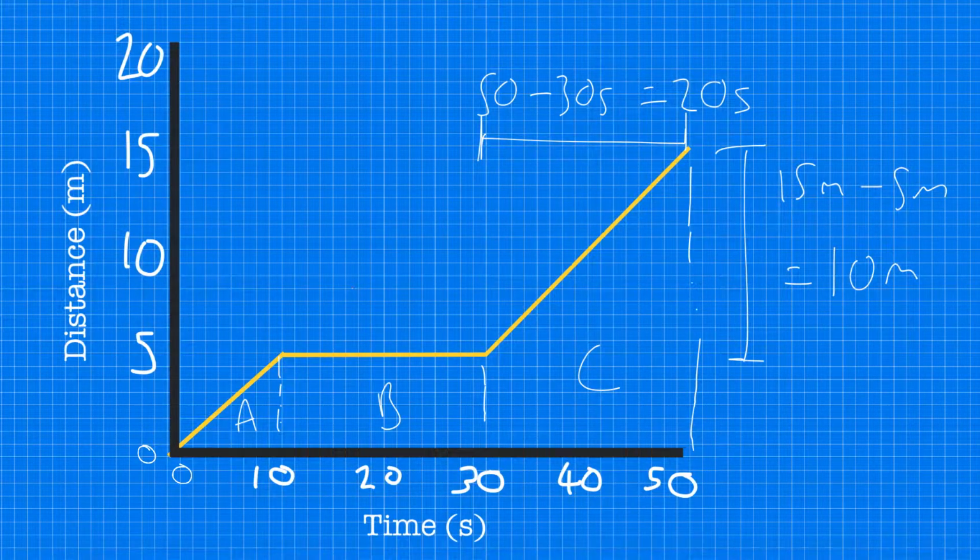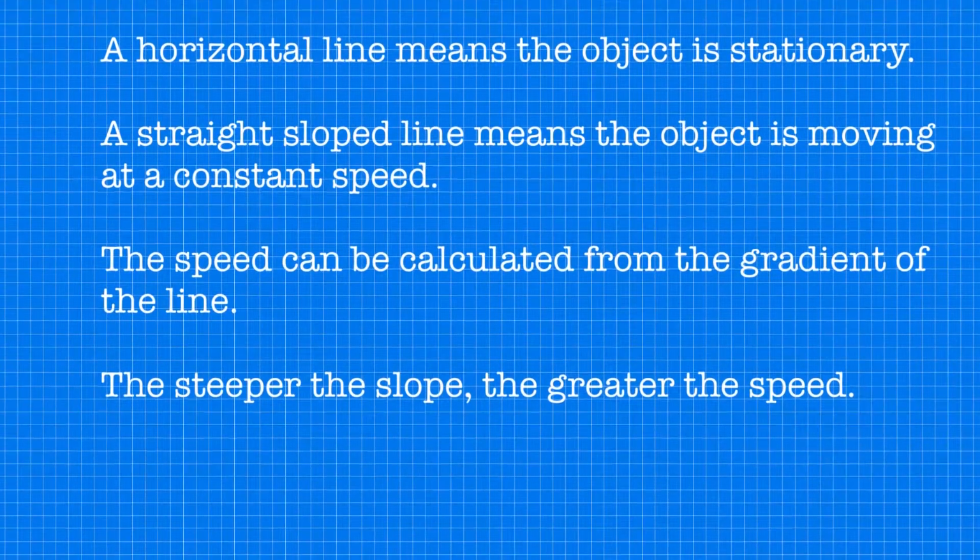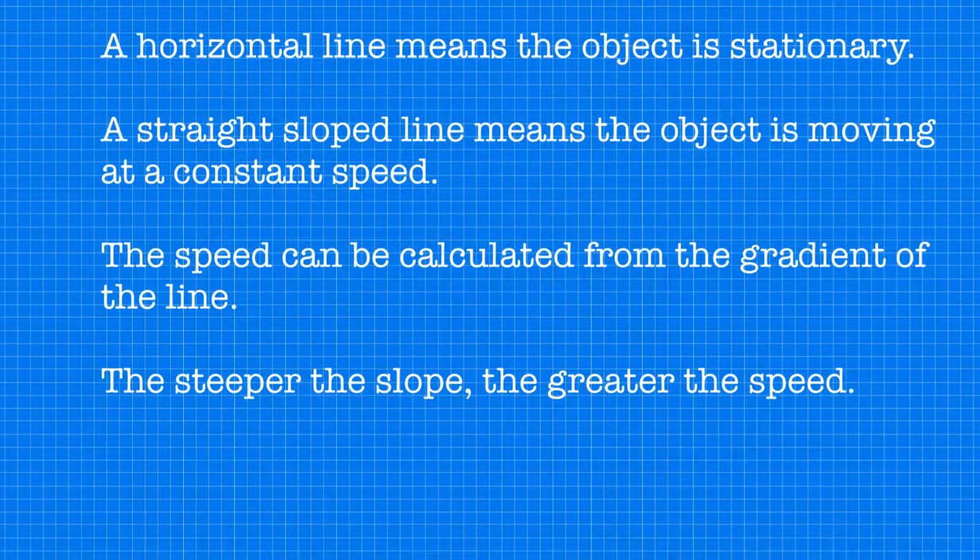So in summary, for a distance-time graph, a horizontal line means that the object is stationary, so it isn't moving. A straight sloped line means the object is moving at a constant speed. The speed of the object can be calculated from the gradient of the line, which is the vertical distance between the points divided by the horizontal distance between the points. And the steeper the slope is, the greater the speed the object is moving with.